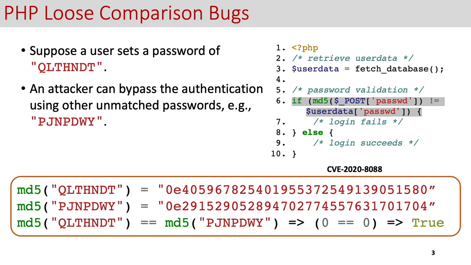The reason why this is possible is that the hash values of these two password strings all form a similar format of the scientific notation. They start with a prefix 0e along with other extra digits. So at runtime, they are actually evaluated into their numeric forms, which are zeros. The loose comparison operator at line 6 implicitly converts the two hash values into zeros, therefore the authentication can be easily bypassed.